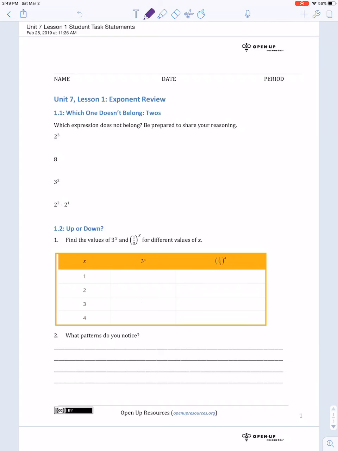So if you guys simplify each and every expression, we know that 2 to the third power is equal to 2 times 2 times 2, which equals 8. We know 8 equals 8. We also know that this is 2 times 2 is 2 squared, times 2 to the first power, which also equals 8. So the one that sticks out to me as not belonging is this one, because 3 times 3 equals 9. So it's the only expression that doesn't equal 9. Or that doesn't equal 8, excuse me.